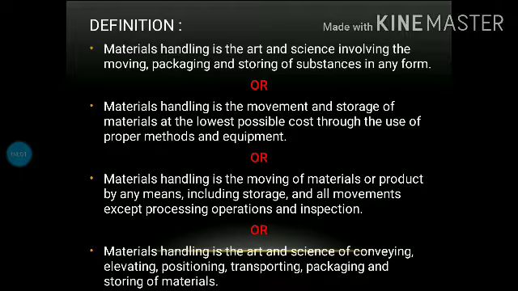The fourth point says that materials handling is the art and science of conveying, elevating, positioning, transporting, packaging, and storing of materials. Conveying is done by a conveyor, elevating by an elevator. Positioning means placing things fixedly, though it can do many works; that is called positioning in companies. Transporting is done by things like a forklift. Then packaging and storing of materials.